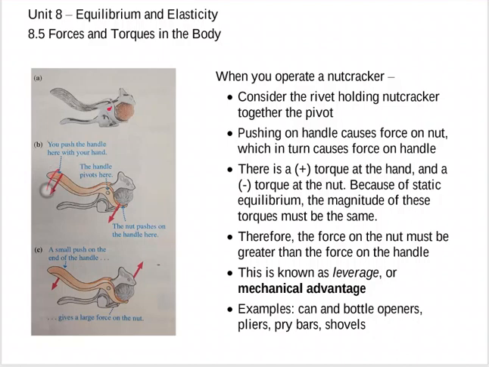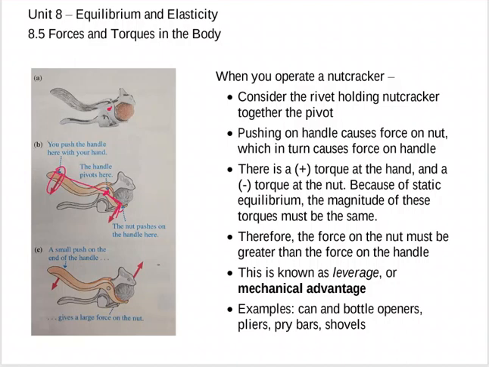So we push down right here, and then we have the handle pivoting right here, and that causes the nutcracker right here to operate on the nut, which in turn pushes back on the handle. So there's a positive torque at the hand and a negative torque at the nut. Because of static equilibrium, the magnitude of these torques must be the same. So if you picture that, because of this long radius here, we're creating a very large torque compared to this little radius right here, right?